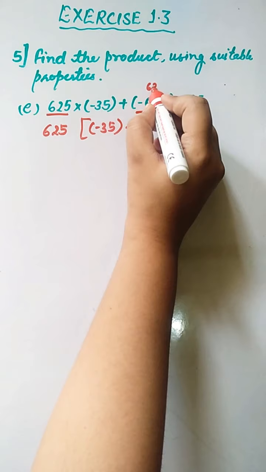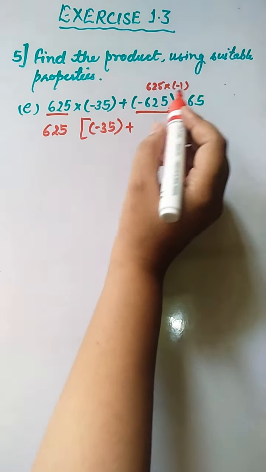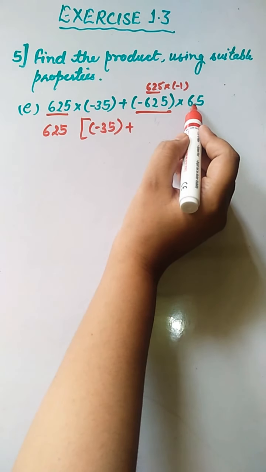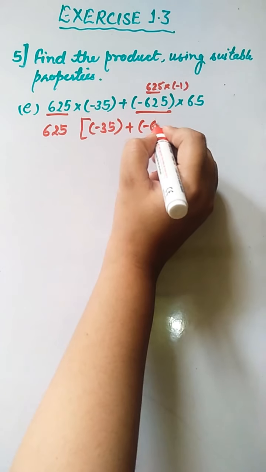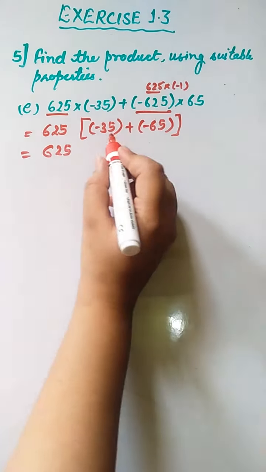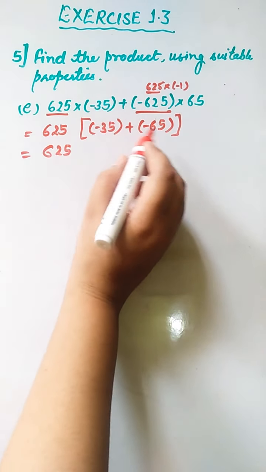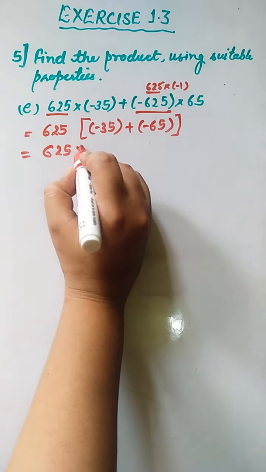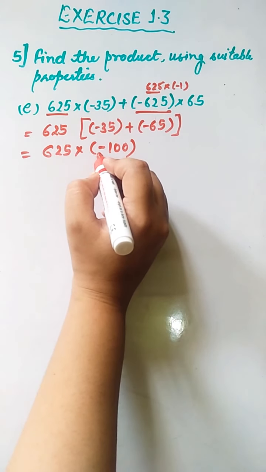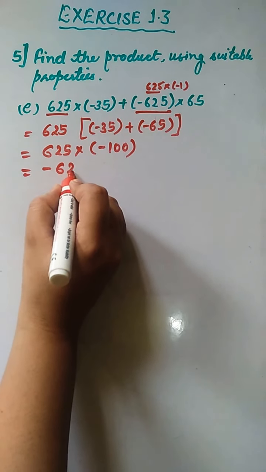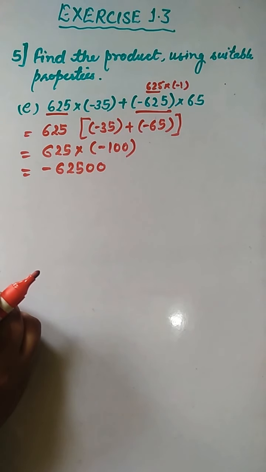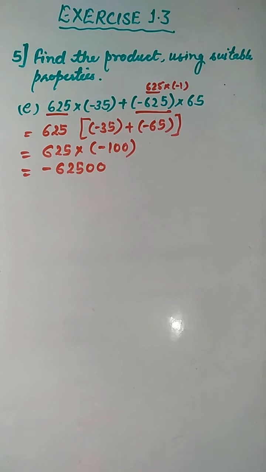This you can write that 625 into minus 1. So 625 I have taken common. What is remaining inside? Minus 1 into 65, that is minus 65. I hope this is clear to you. Then 625 minus 35 plus minus 65, both the integers are negative, so we will add them, and which sign we will put? Minus sign. So 35 plus 65 is 100, minus sign. So this will be minus 62500. 62,500 is your answer.